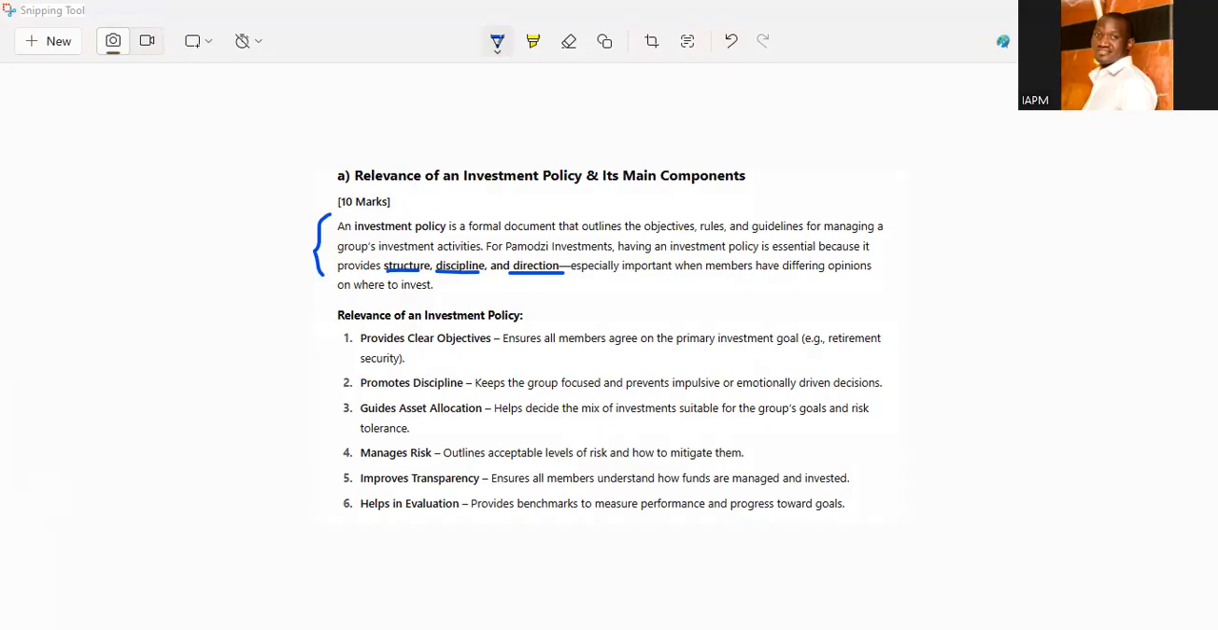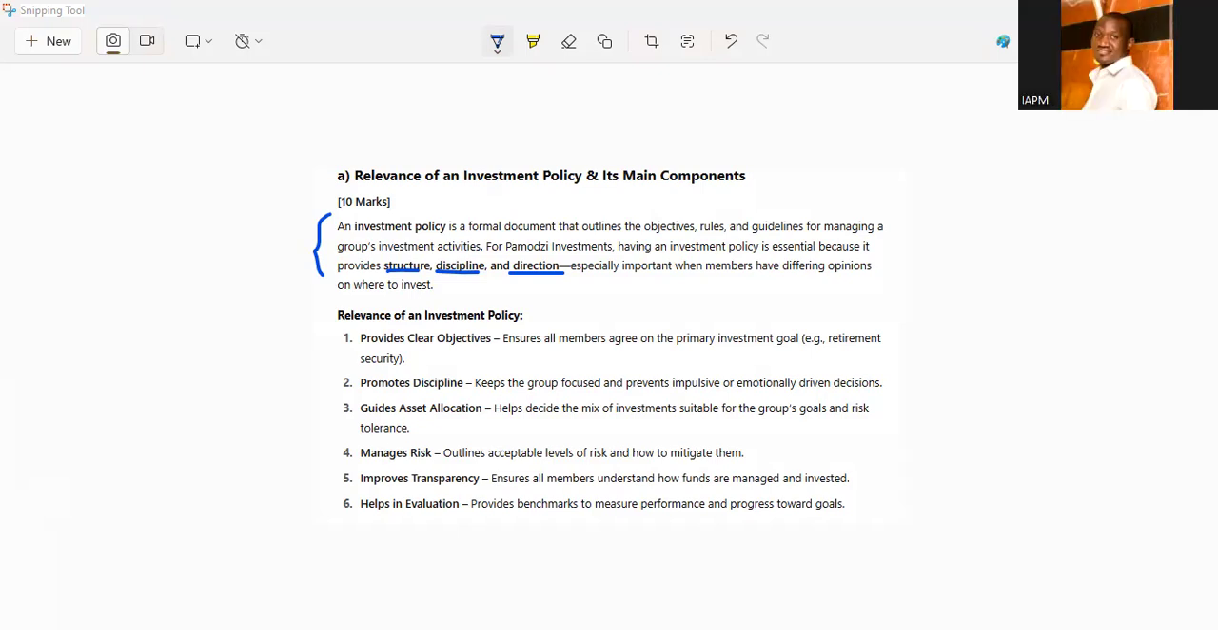Another relevance that this policy may have is that it will help in guiding the allocation of assets. So the policy will assist in determining how the investments should be spread across various assets like stocks, bonds, real estate, money market, and based on the group's financial goals, time horizon, and risk tolerance. So this will ensure that there's a good balance.